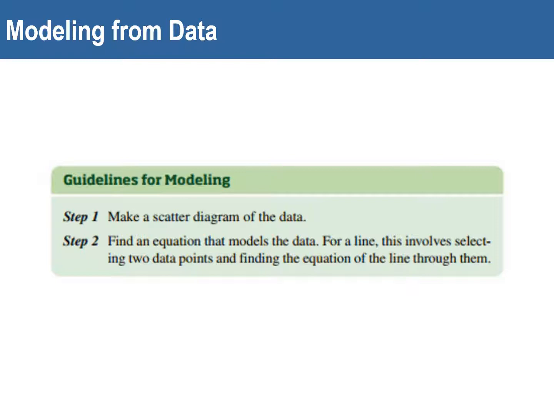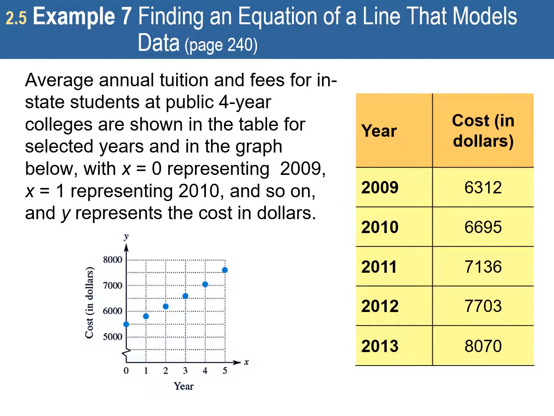Now, when we model from data, the first thing I want you to do is make a scatter plot, a graph, and find the equation that models your data. So, suppose we were to have this data on annual tuition rates at four colleges. When you graph the data, you see this looks pretty much like a line. So we're always going to graph our independent variable, the years. Time is always on the x, and the cost is on the y.